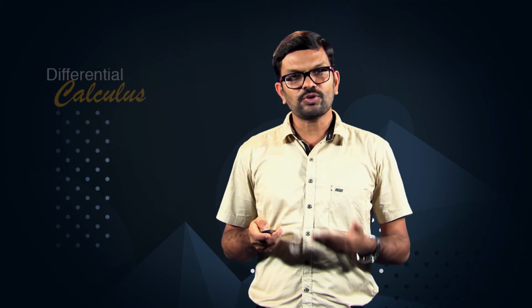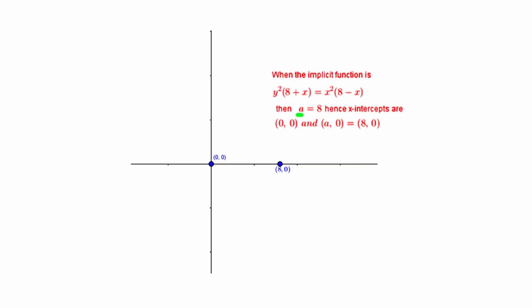The equation is not altered when y is replaced by minus y, and hence the curve is symmetric about the x axis. Let us first find the intercepts. When x is equal to 0, we get y is equal to 0, and hence 0, 0 is the only point where the curve intersects y axis. Further, y is equal to 0 implies x square into a minus x is equal to 0, and thus getting x intercepts x is equal to 0 and x is equal to a.